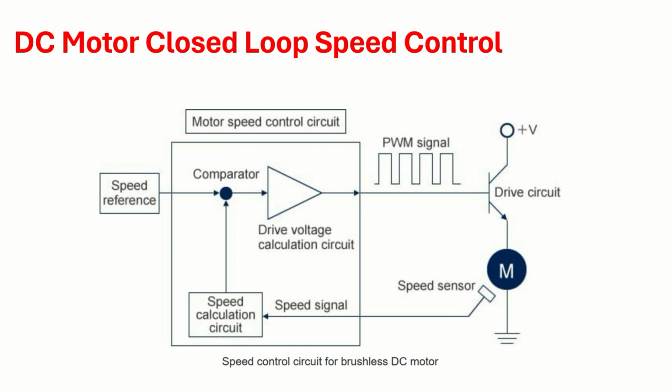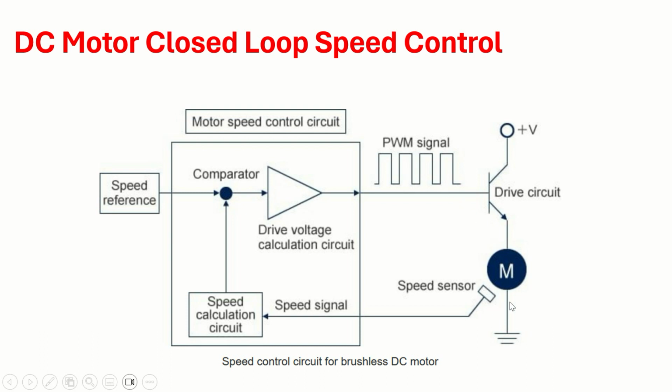What is closed loop here? You have connected a motor across a transistor. You generate a PWM signal so that the voltage you are applying to the motor, its on time and off time, is controlled by adjusting the width of the pulse.